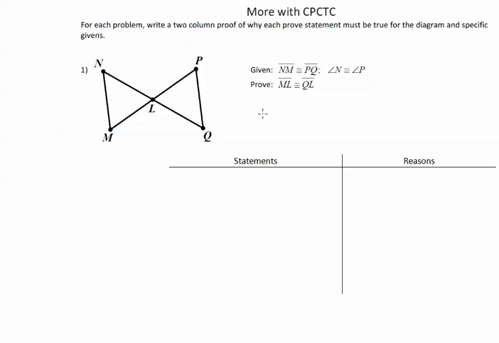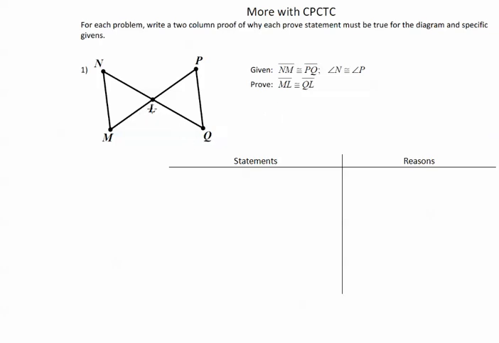So this is just an extension of the previous topic where we had to use two-column proofs to show that two triangles were congruent. We still have to show that two triangles are congruent to be able to use CPCTC to prove that corresponding parts of them are congruent. So we're just adding another step on here.